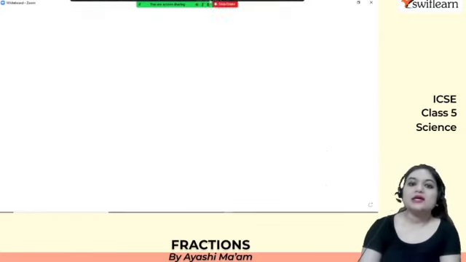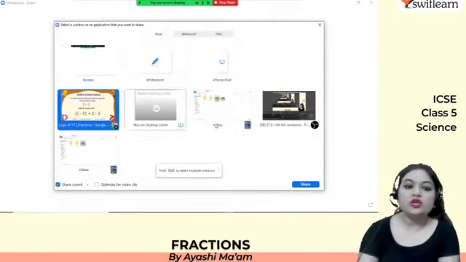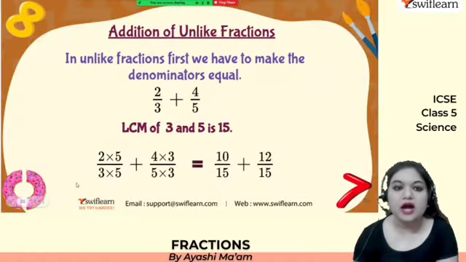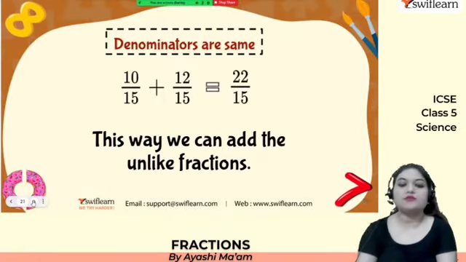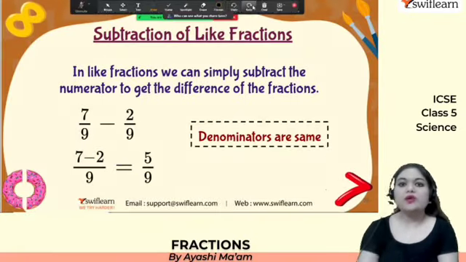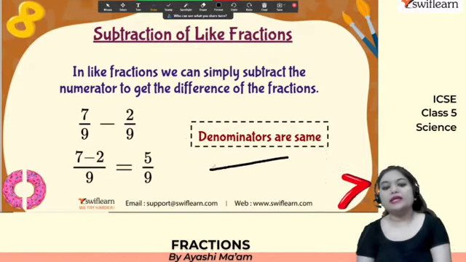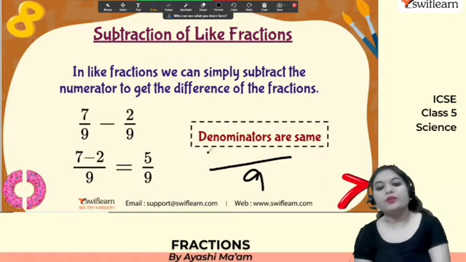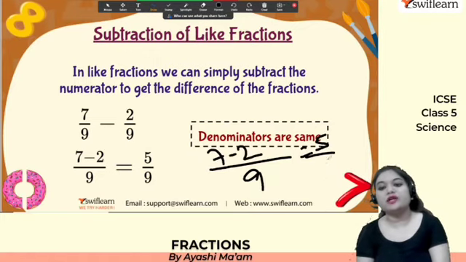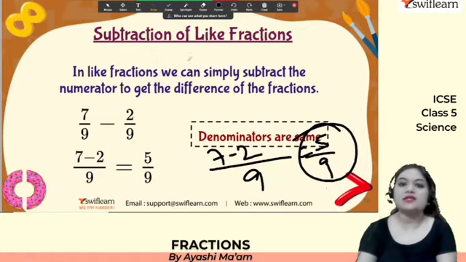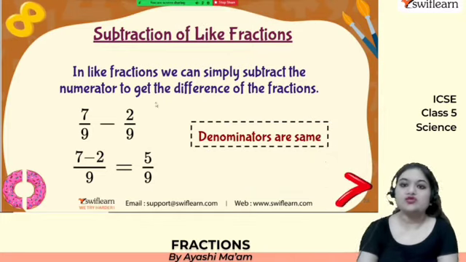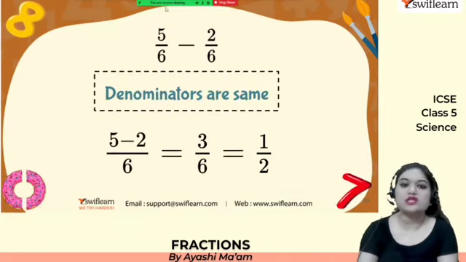Now, in the same way, you can even do it for subtraction also, when you have unlike fractions. When you have like fractions, it is very easy. 7 by 9 minus 2 by 9. Keep this 9 as it is and then simply do 7 minus 2, which is nothing but 5. So the answer is going to be 5 by 9. In case of like fractions, subtraction is very easy.